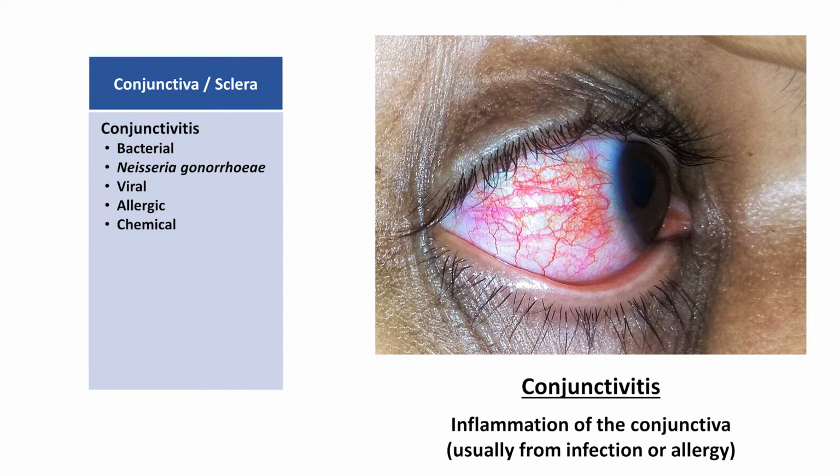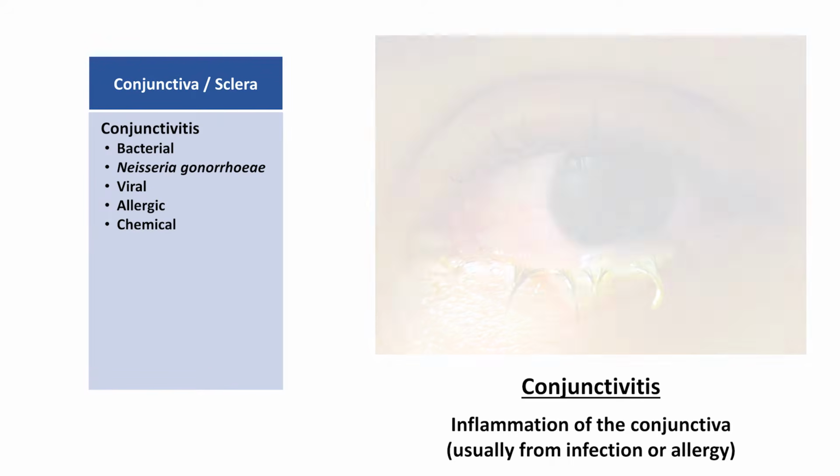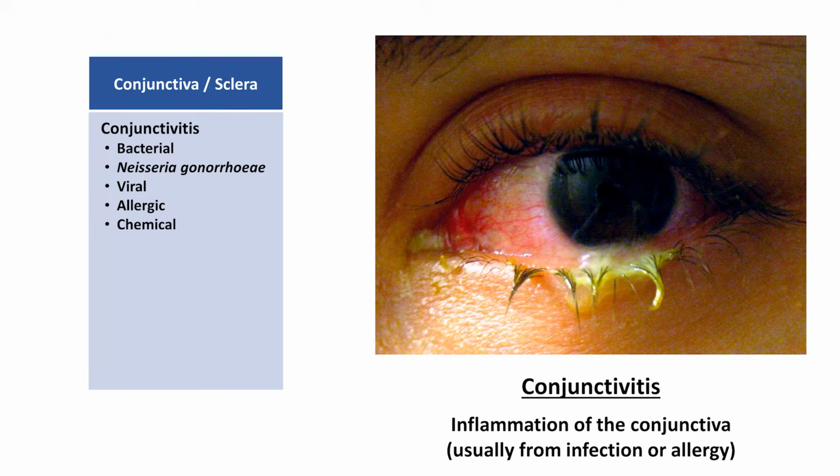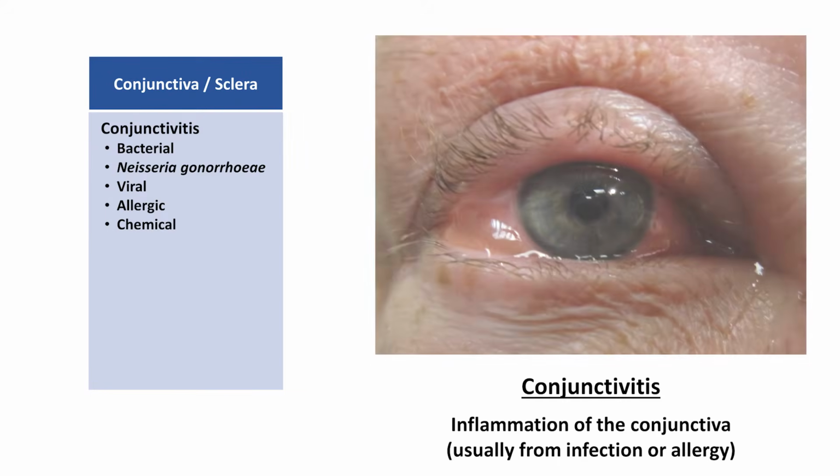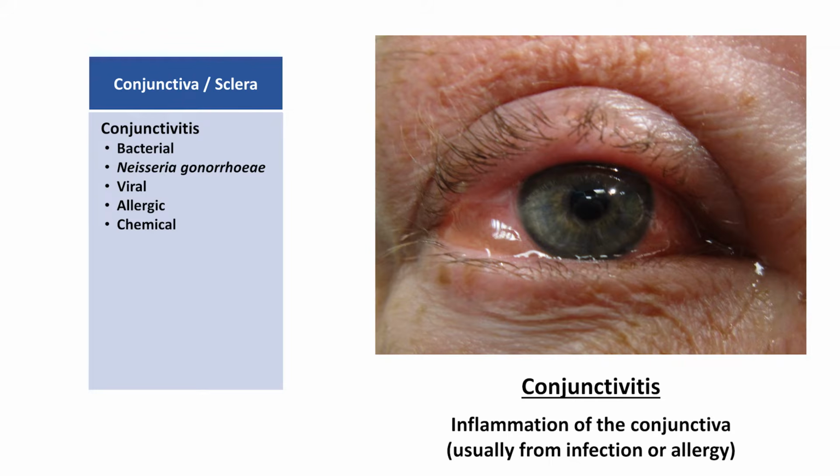Different etiologies of conjunctivitis can have slightly different appearances. The hallmark of bacterial conjunctivitis on exam is a thick purulent discharge. Again, we also see the relative sparing of the perilimbic region. And in allergic conjunctivitis, one can see edema of the eyelids in addition to the inflammation of the conjunctiva.